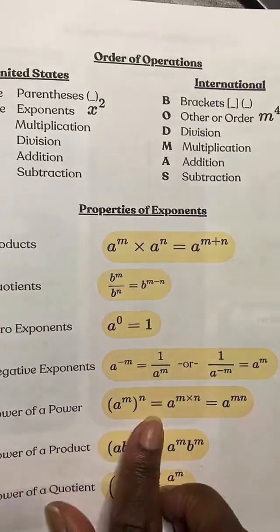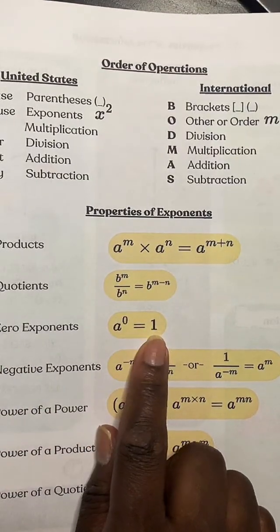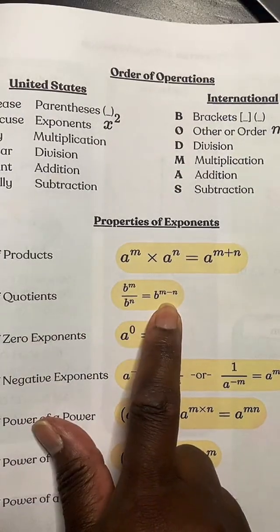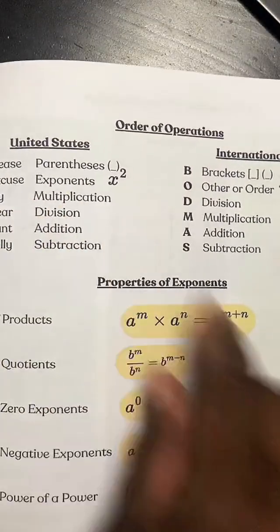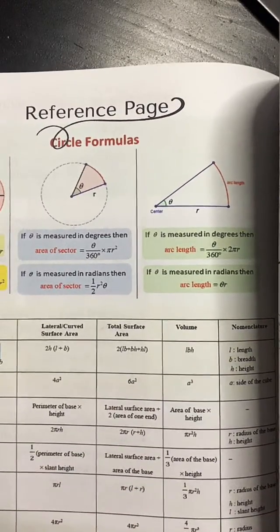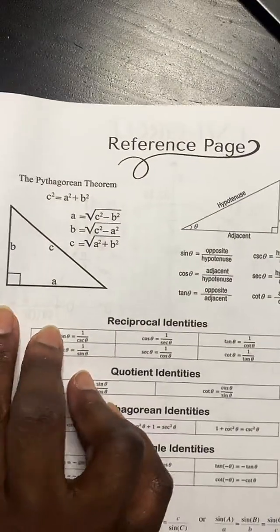The properties of exponents, we talked about this one. Anything raised to the 0 power will give us 1. And when we're dividing, we subtract our exponents. Also, you got the order of operations. Then you have your volume, your surface area, area of a circle, area of a sector, arc length, all in there. Also, the Pythagorean theorem.